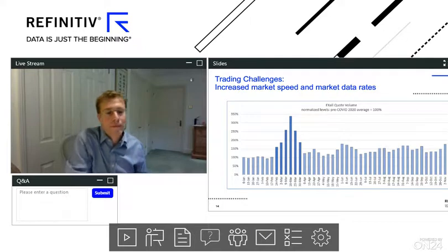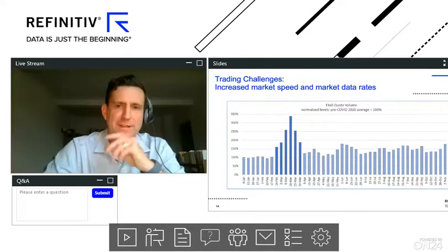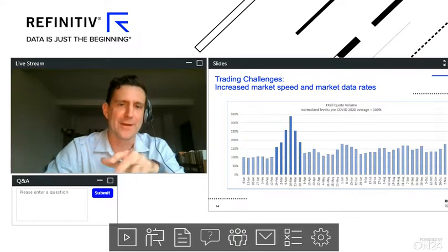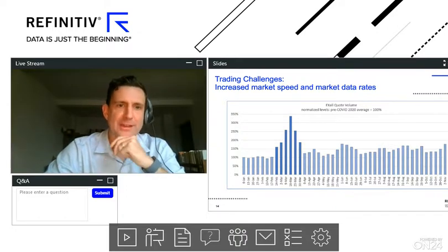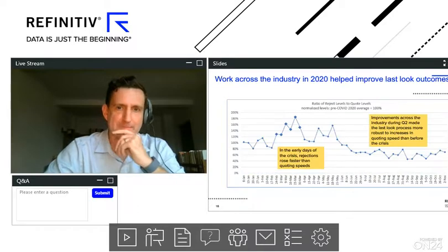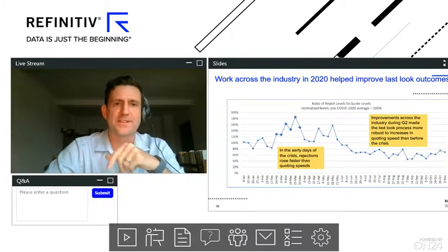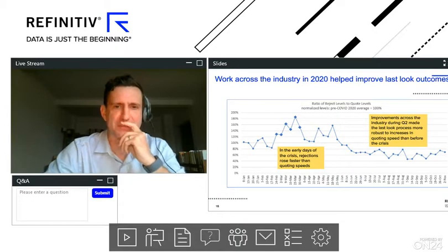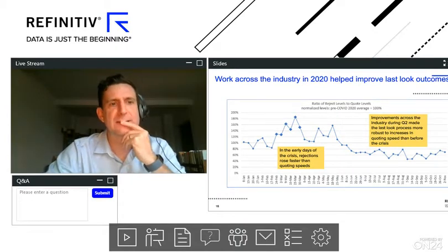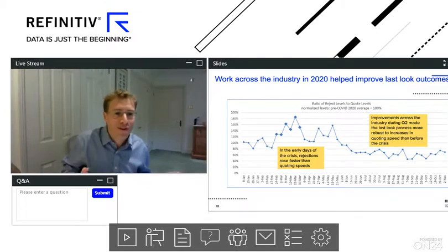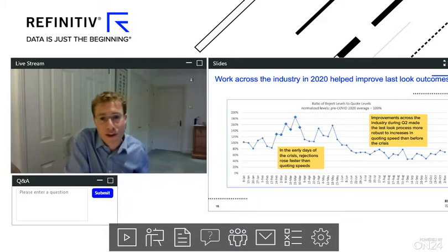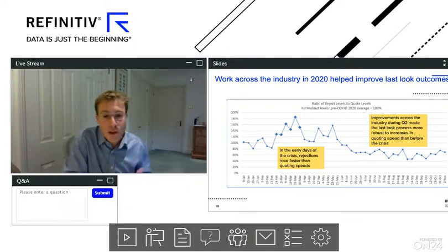I think thinking about these two things in combination brings us to the next slide, right? So one, you had a slight increase in reject rates, but you had a gigantic increase in quote volumes. And then if you look at this ratio, you get a very interesting picture. That's exactly right. We wanted to look for some way of demonstrating with data that the industry had been working on improving resilience, improving last look efficiency through 2020. And the ratio that you've just mentioned is the one that we're looking at here.